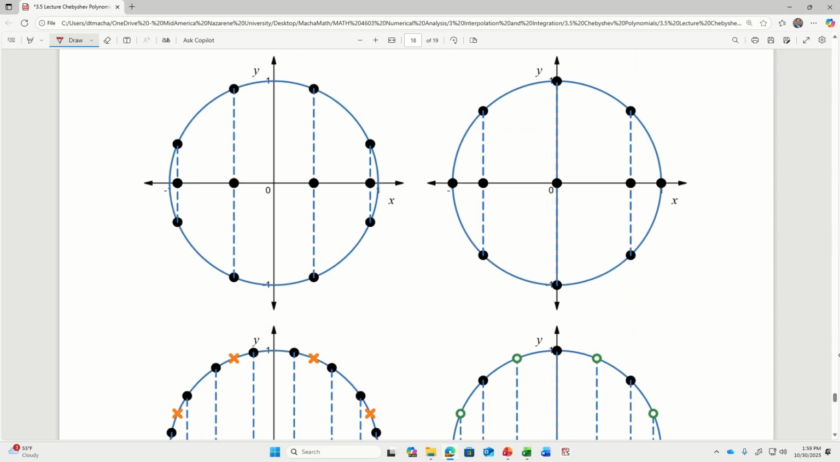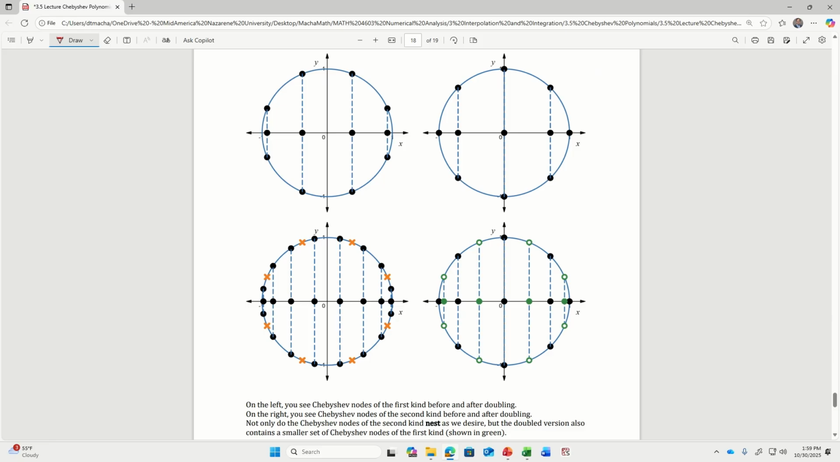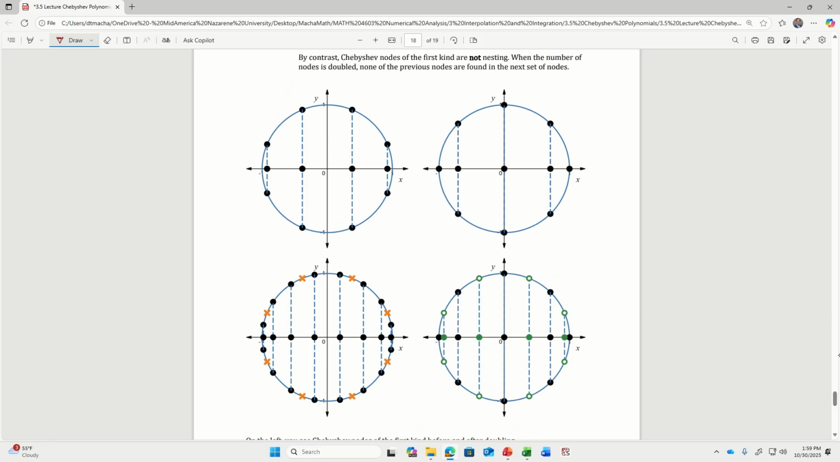So on the left, I've got Chebyshev nodes of the first kind. And on the right, I've got Chebyshev nodes of the second kind. Notice the Chebyshev nodes of the first kind are not nesting. Whenever I double the number of nodes from here to here, I put little orange X's where the nodes used to be whenever I only had 4 nodes, right? Going from 4 to 8, these are where the 4 were, and they don't belong to the set of 8.